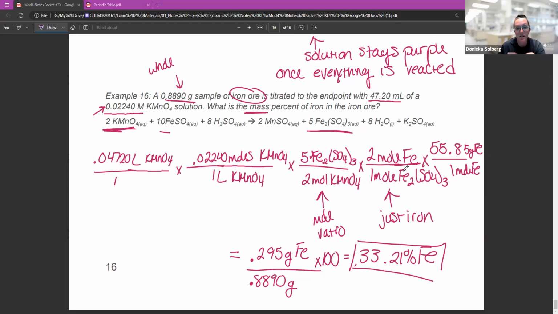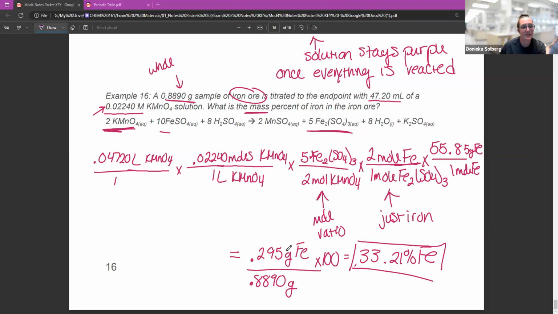So this is definitely a more complicated problem. Again, I told you could have used this one and done 10 here of FeSO4, and then this would have been a 1-to-1 ratio. So you can kind of see how that would have worked out. I just want the iron part. So if I calculate this, it gives me 0.295 grams of iron.